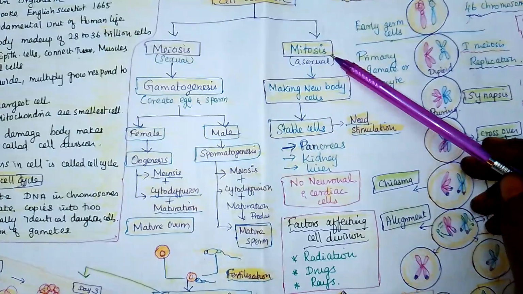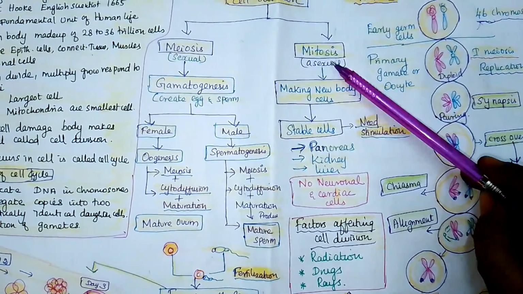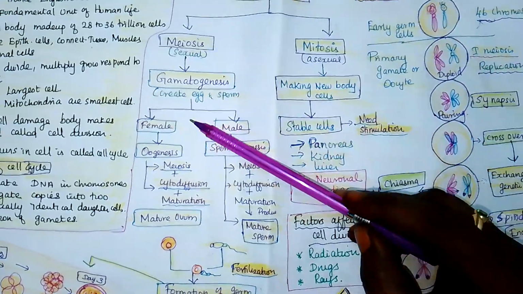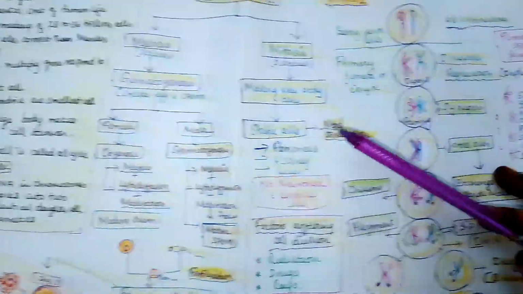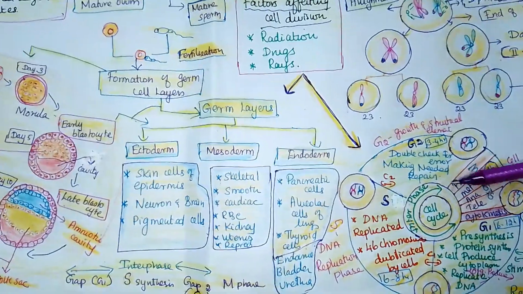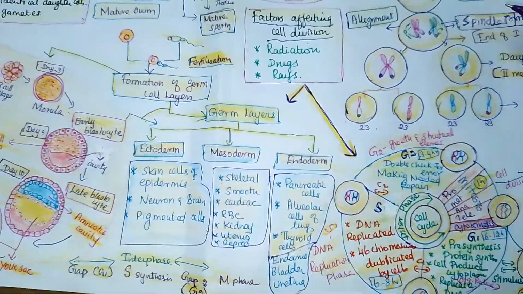Are you understanding? In mitosis, the end process is two daughter cells coming. It makes new body cells, and this takes place from the germ cells. Are you understanding? And the big question that may come is to write in detail about the cell cycle and explain. Draw this and explain it.